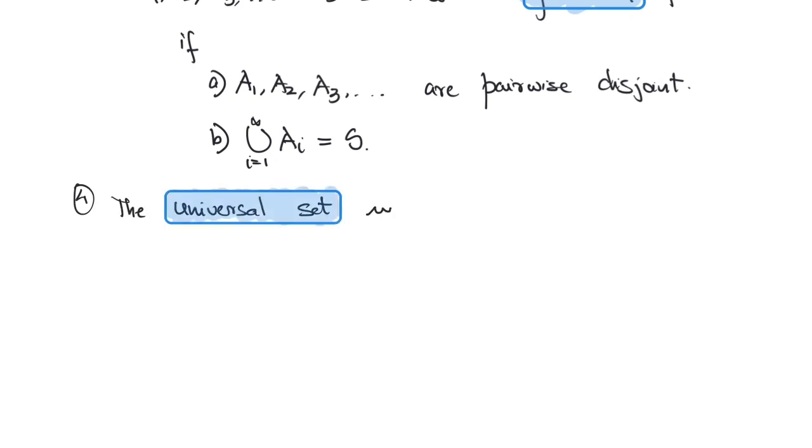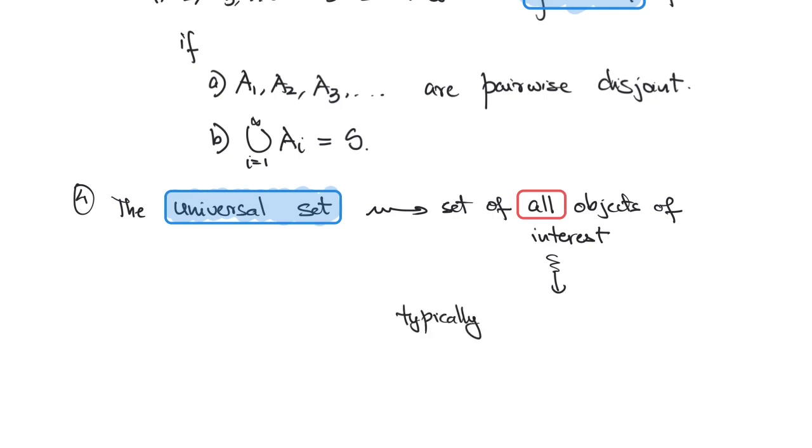Finally, the set of all objects of interest would be called the universal set. This is typically the sample space of an experiment that we are concerned with. With all of this background set, we can now talk about axioms of probability.